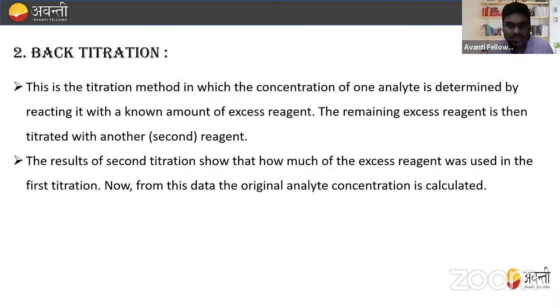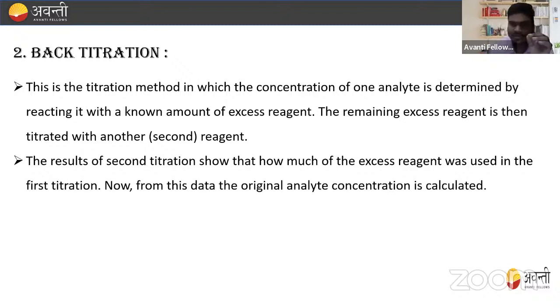Now from the data, the original analyte concentration is calculated. So this is also a very interesting method, also known as the back titration method. In this titration method, the concentration of one analyte is determined by reacting it with an amount of excess reactant.